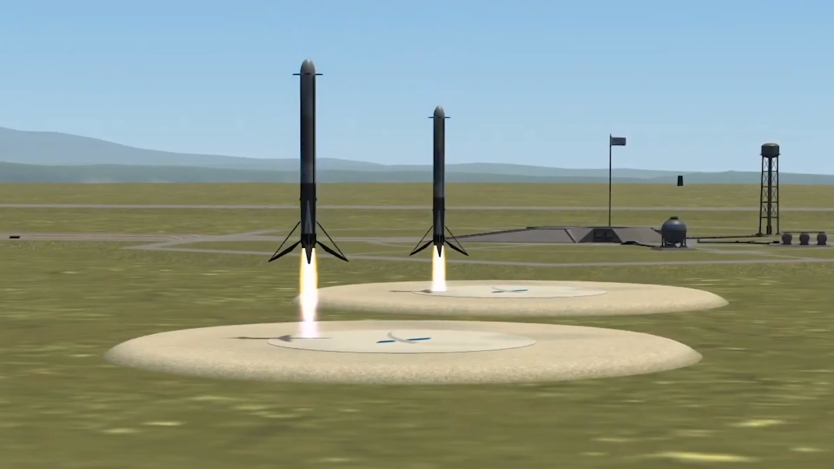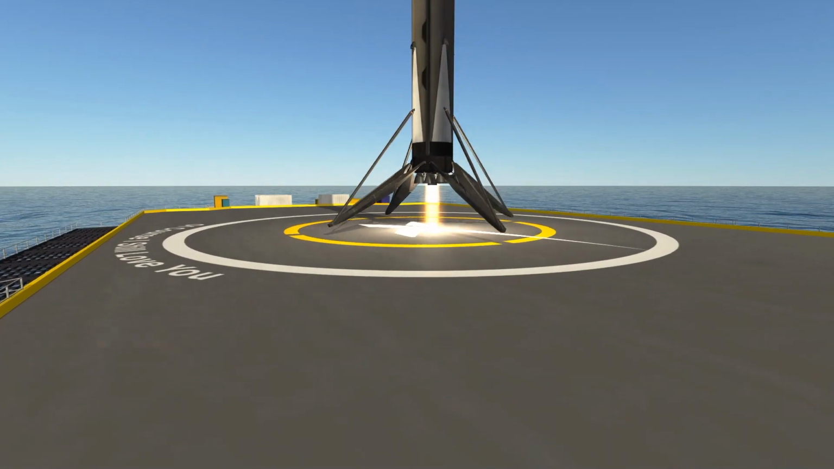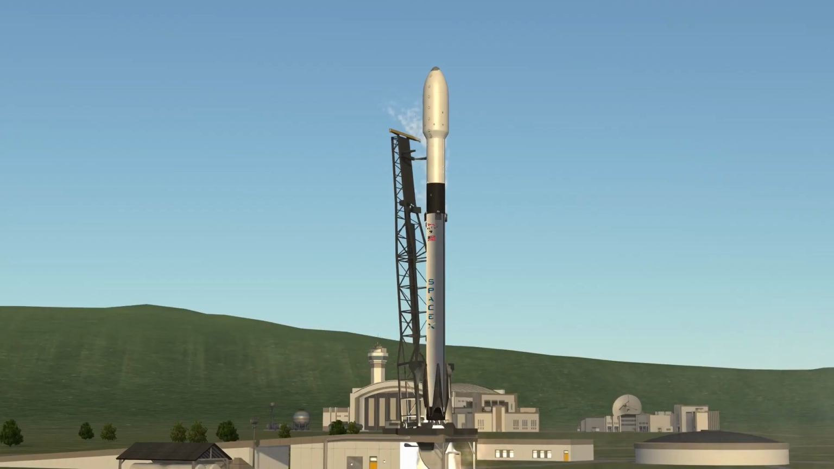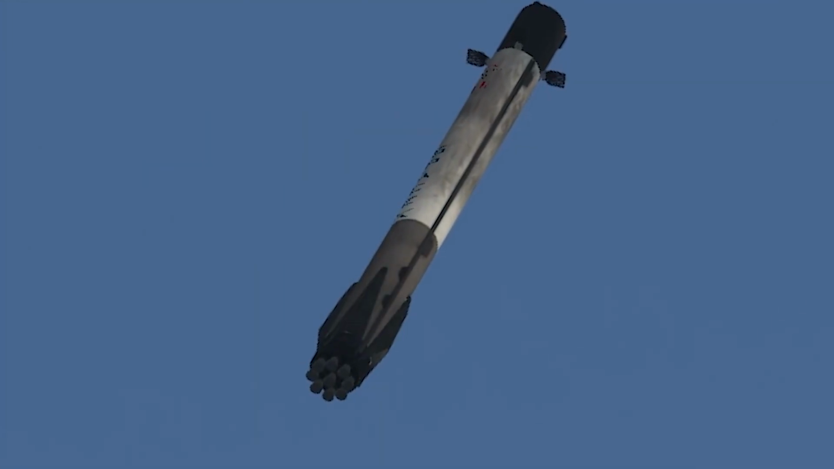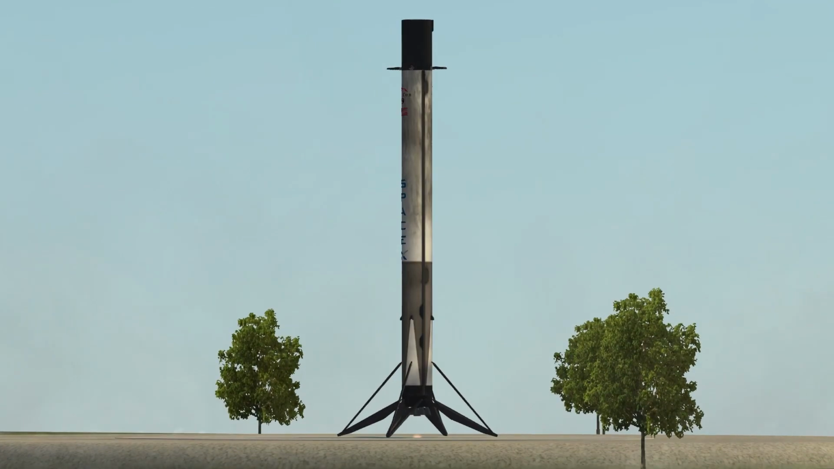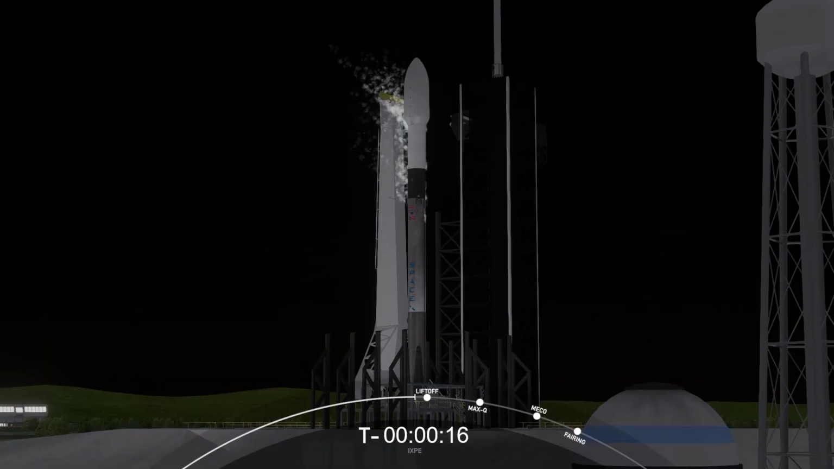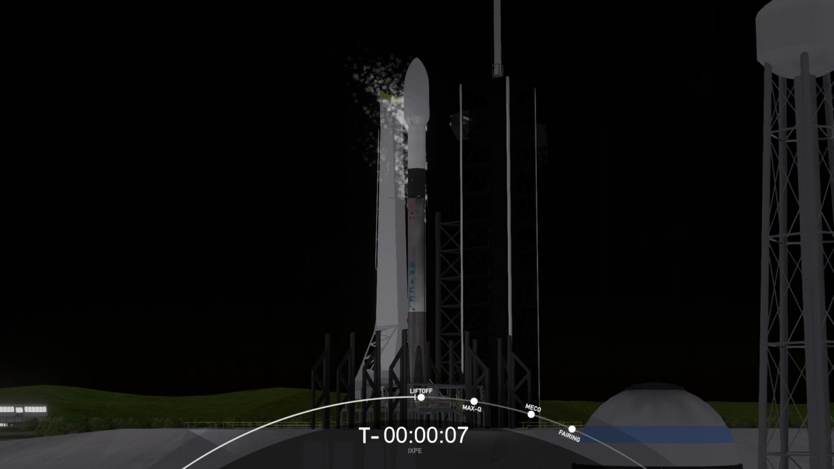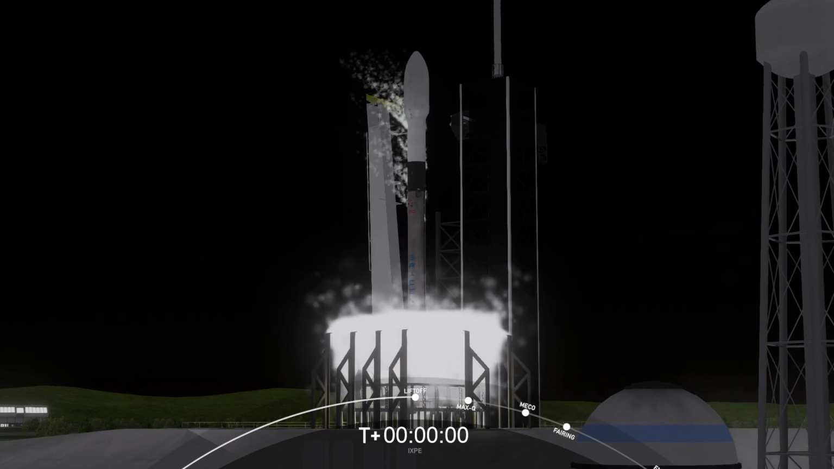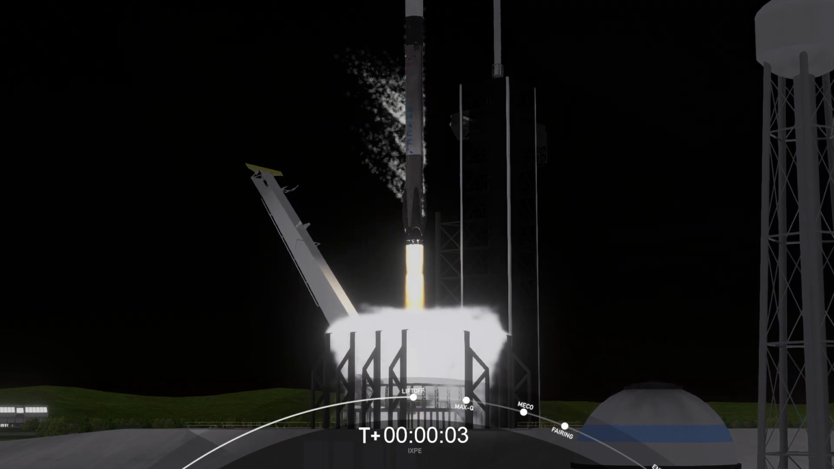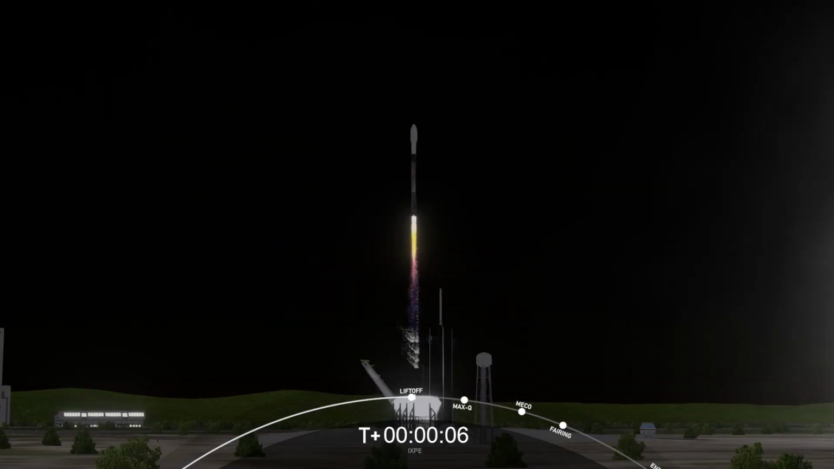Eight. Side booster ignition. Six, five, four, three, two, one. T minus 15 seconds. 10, 9, 8, 7, 6, 5, 4, 3, 2, 1, 0. Ignition. Liftoff. Go Falcon. Good hunting, IXPE.